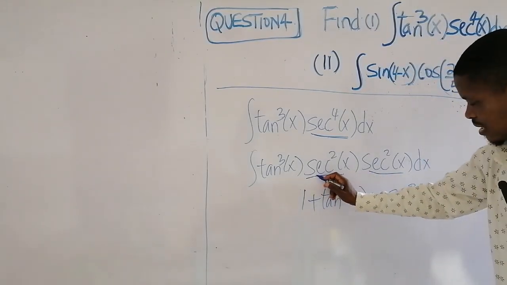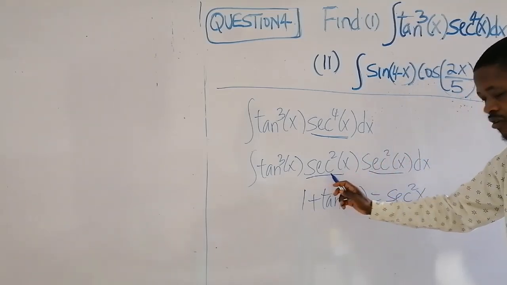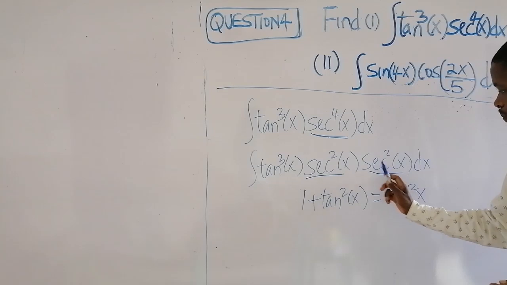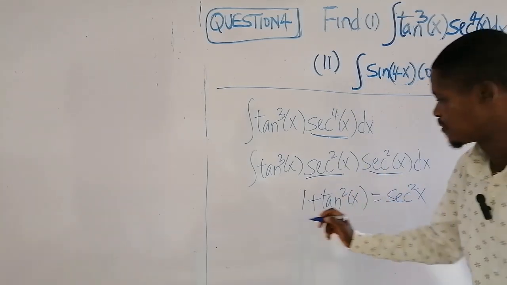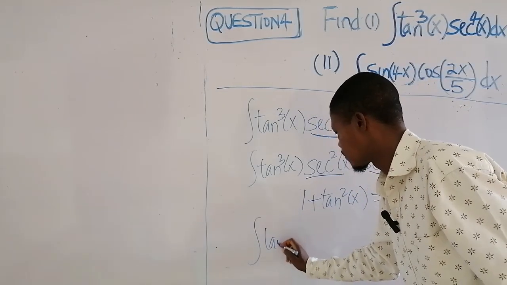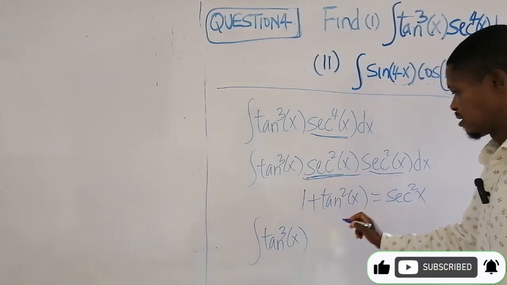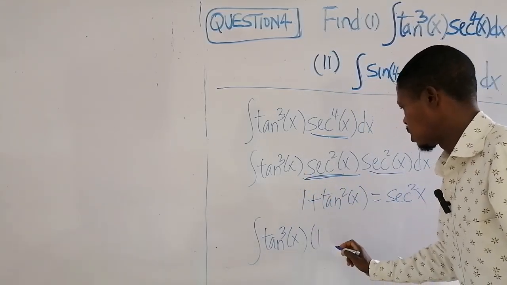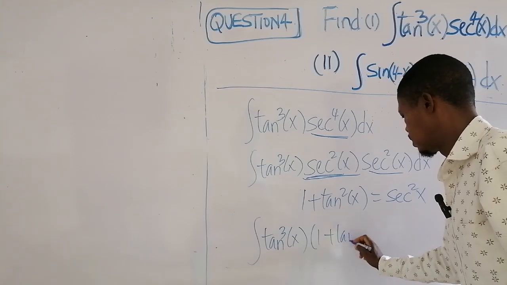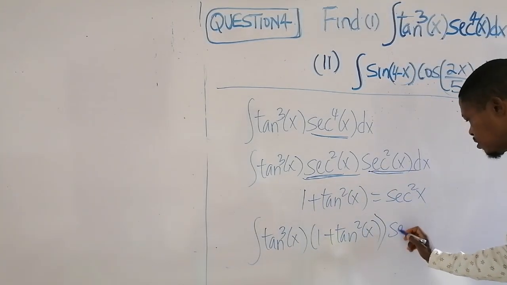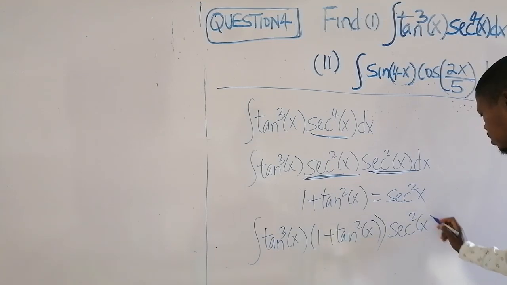So anywhere we see sec, we are going to substitute for one part of what we have split into 2 parts. So we now have the integral of tan cube x, times what? 1 plus tan square x. Then this one we leave, that will be sec square x dx.